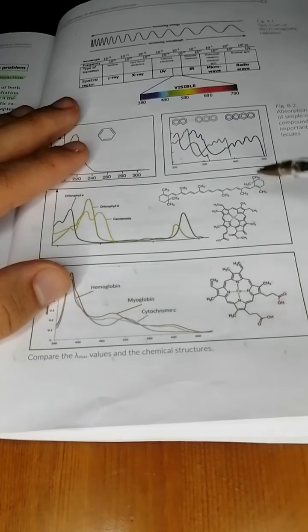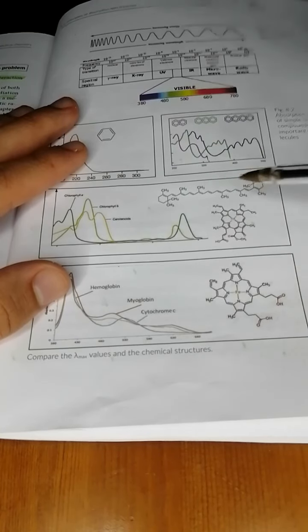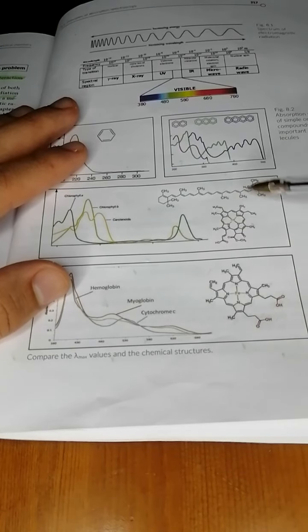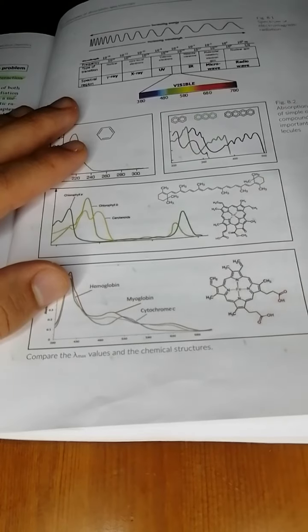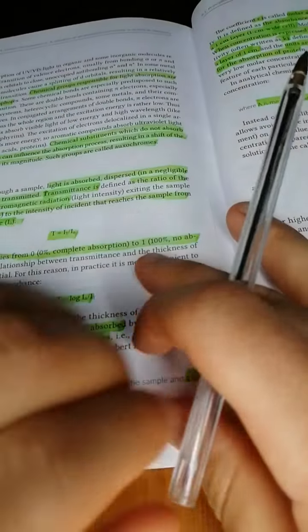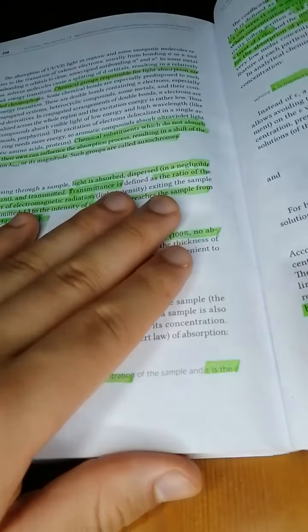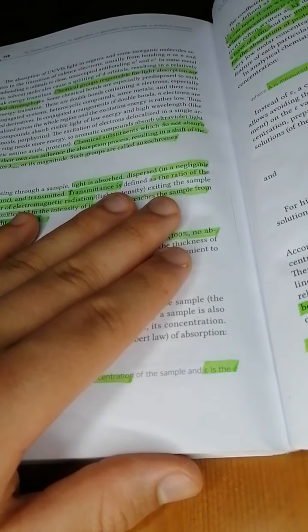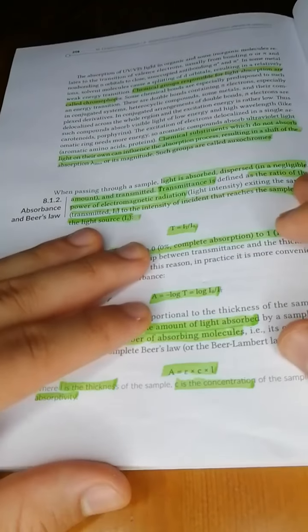So these are in turn called chromophores because they are functional groups, or a certain type of bonds or a certain type of chemical structure, that absorbs light or electromagnetic radiation at certain wavelengths, okay?